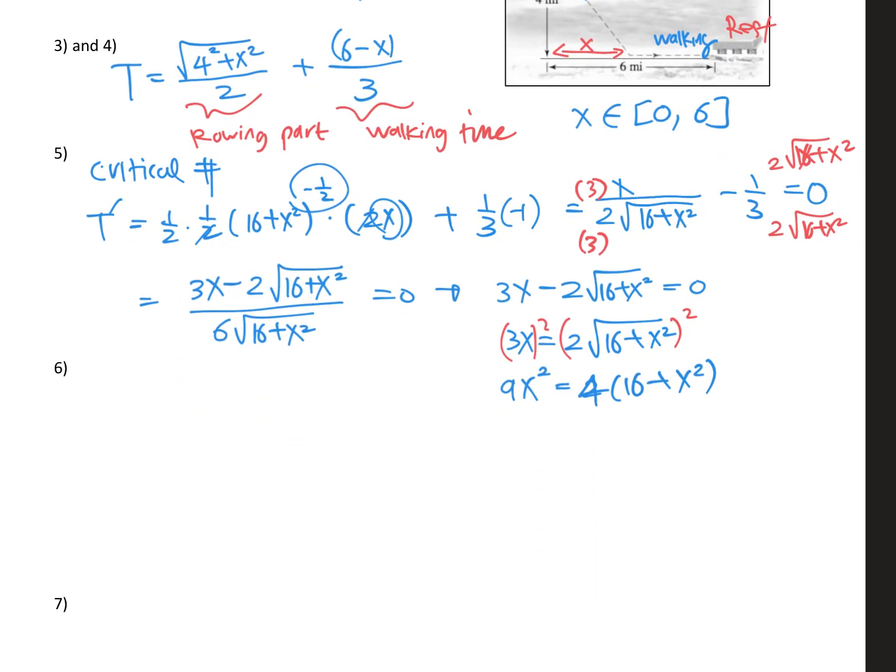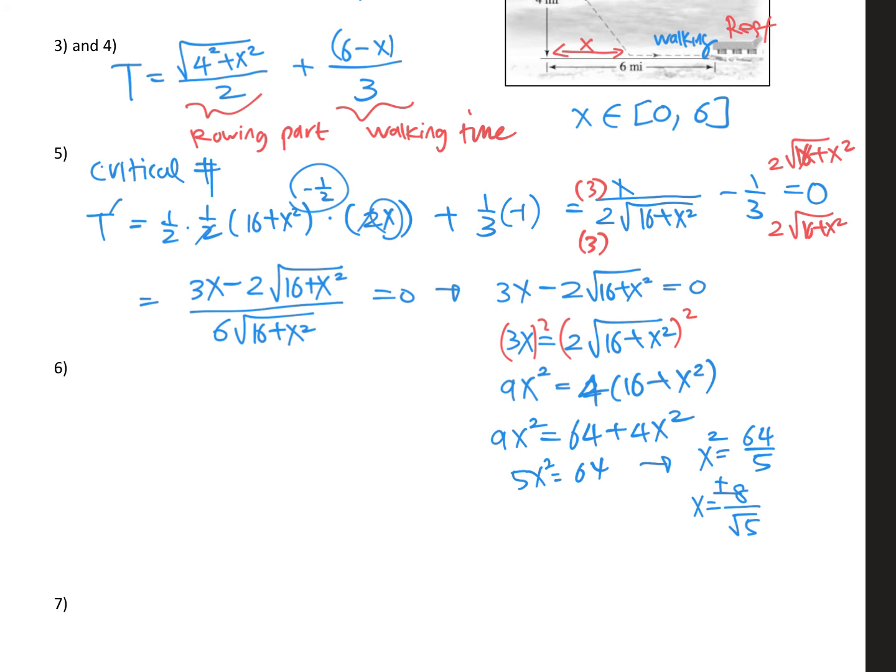So 9x squared is 64 plus 4x squared. Subtract 4x squared from both sides, so 5x squared is 64. So x squared is 64 over 5, so x is equal to plus or minus 8 over radical 5. We know that x has to be between 0 and 6, so I can ignore the negative part.